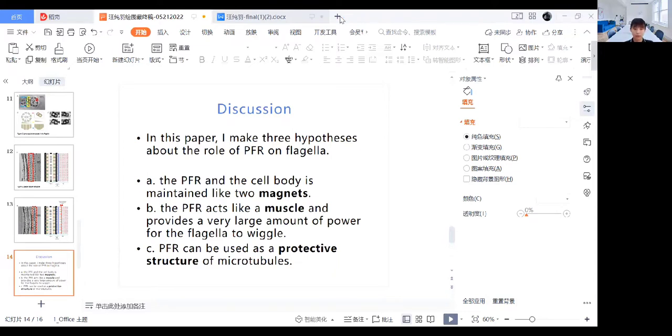PFR can provide a very large amount of power for the flagellum to wiggle. And the third one is that the microtubules are fragile, and I think PFR can be used as a protective structure. Because when the flagellum wings, it will provide a large power and impact, so the PFR maybe can protect the microtubules and reduce the impact.